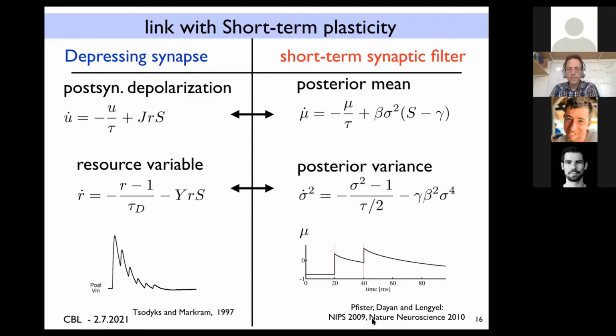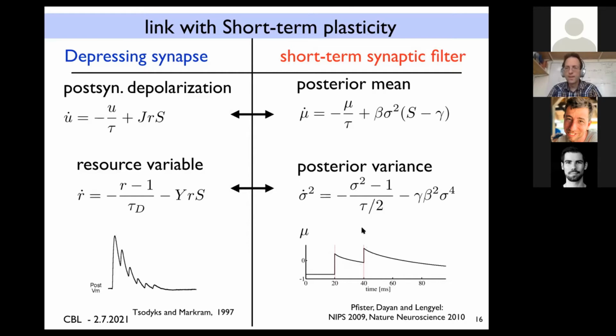So both of them have this property that the first spike can be large, they respond to the first spike, which is given by this beta sigma squared, right? But then when the second spike comes, because sigma has decreased, the amplitude will be small. So it really shares this property.